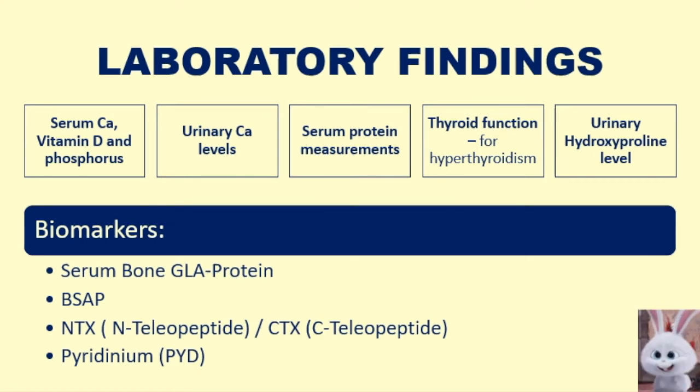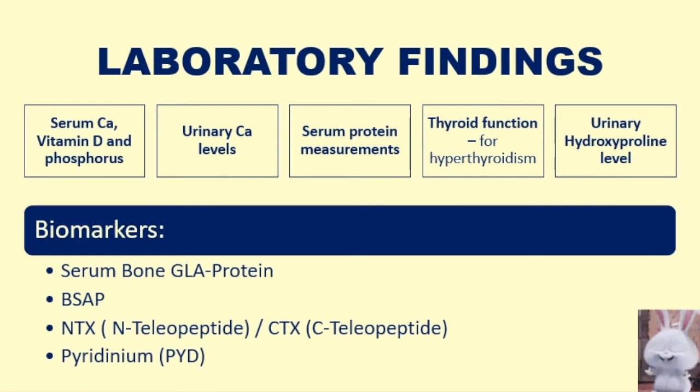Then urinary hydroxyproline levels. Your urinary hydroxyproline levels are elevated in Paget's disease. It's particularly specific to Paget's disease. However, your urinary hydroxyproline level would also indicate an increase of the osteoclastic activity and bone resorption. So it may be increased also in osteoporosis because it indicates an increase in osteoclastic activity. Now you have the list of biomarkers. One is your bone GLA protein. Your bone GLA protein is actually dependent on your vitamin K. It is synthesized by your osteoblasts. So this would be an indicator of your bone turnover.